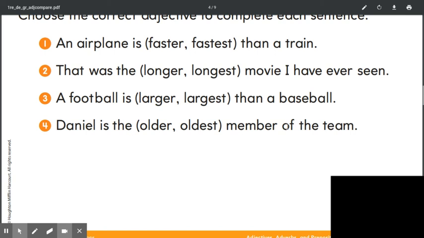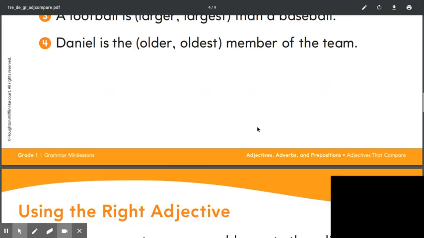Daniel is the blank member of the team. Okay, you should have chosen oldest, all the members of the team, so you're comparing more than two. We're using EST because it has more than two letters. Daniel is the oldest member of the team.